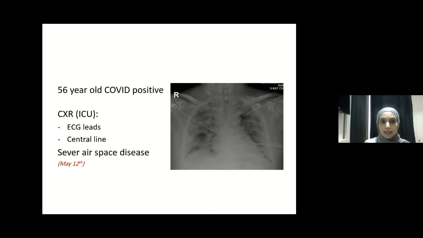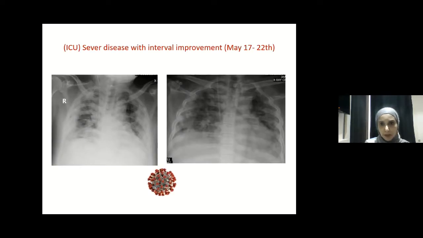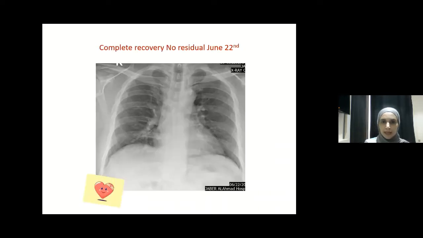This is another case testing COVID positive, and he's an ICU patient where we can see a central line, and the chest X-ray shows severe airspace disease with almost white-out lung. Follow-up chest X-ray is indicated to assess and monitor the patient's progressive and regressive course, and we can see that the disease progressed over a period of 5 days, and 1 week later, the patient gradually improved. This is his completely clear chest X-ray 1 month after his first presentation.